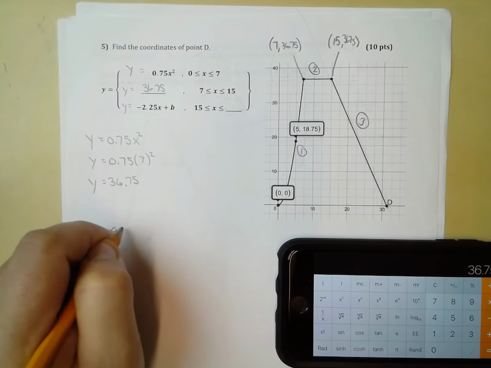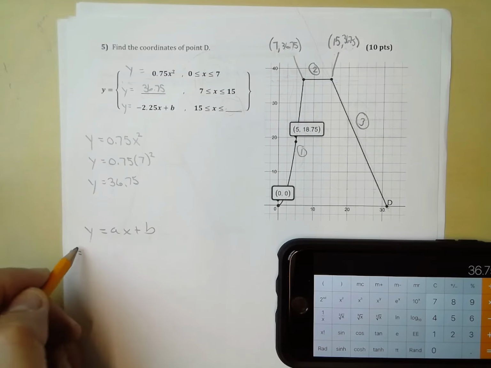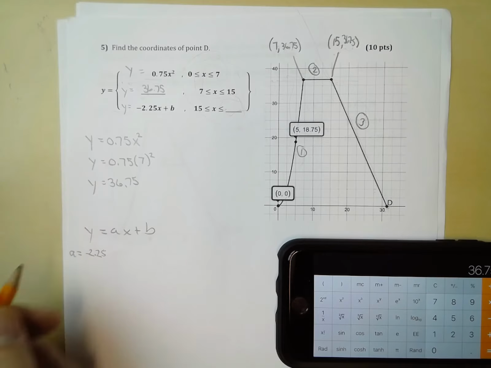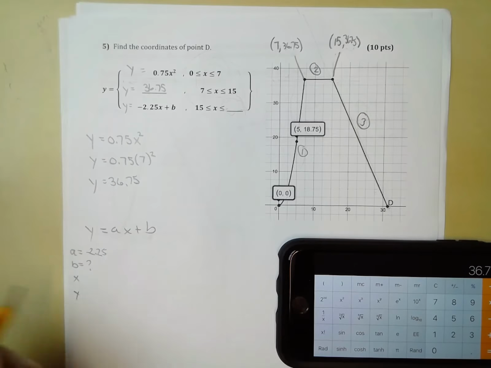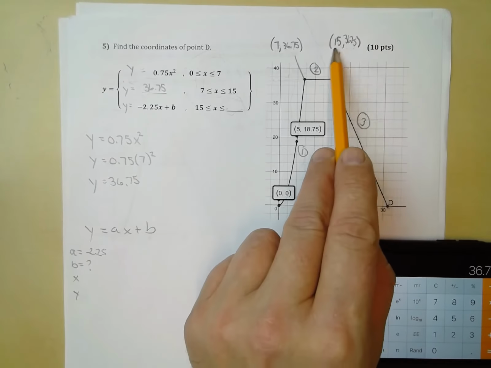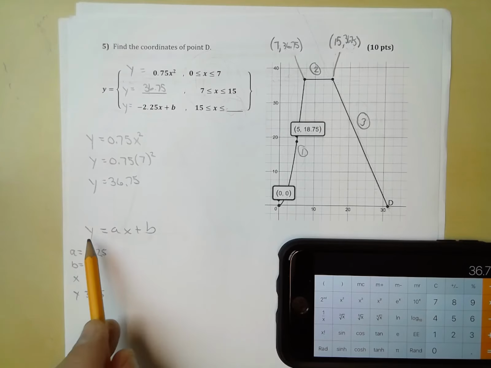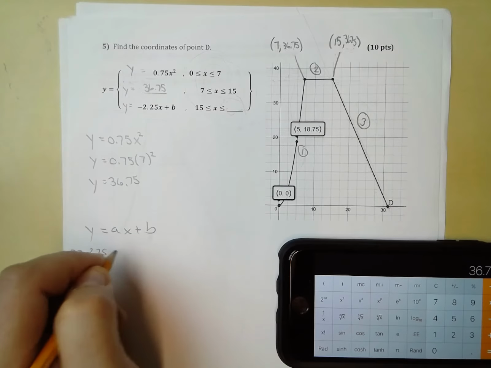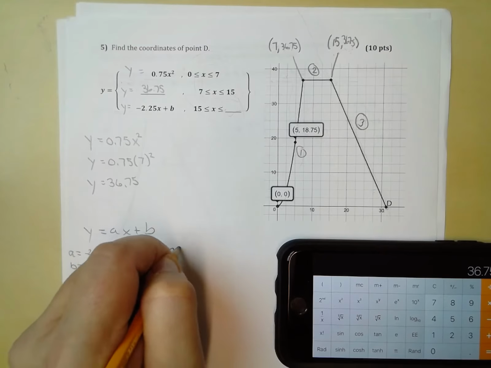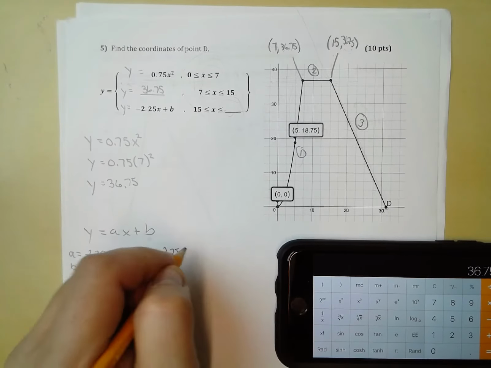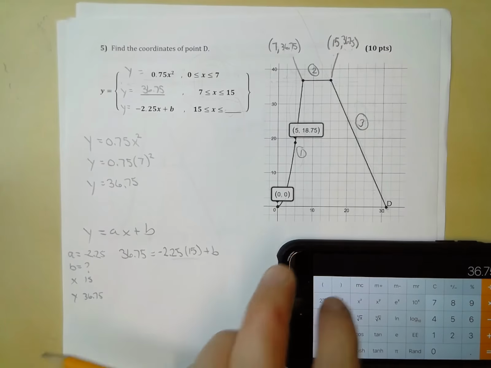The general rule of the line is y is equal to ax plus b, right? And you'll remember me doing it this way at the beginning of the year. I have an a, it's negative 2.25. They gave it to me. And I need the b. I don't know the b of the equation. I have an x and I have a y, which come from those coordinates up there, the 15 for the x and the 36.75 for the y. So I'm going to go ahead and solve for b. Y, 36.75, is equal to a, negative 2.25, times x, which I said was 15, plus b. So I can simplify.